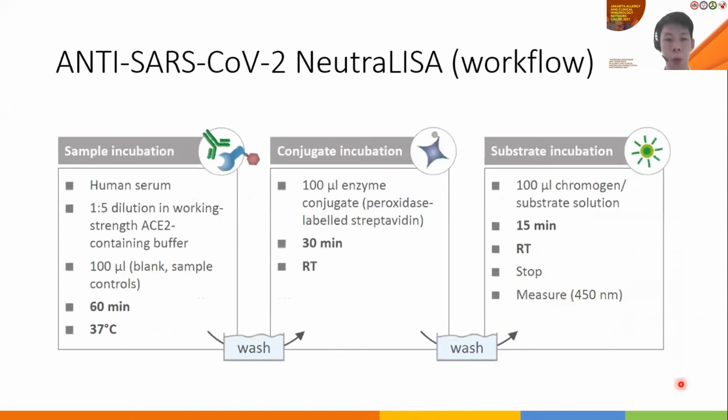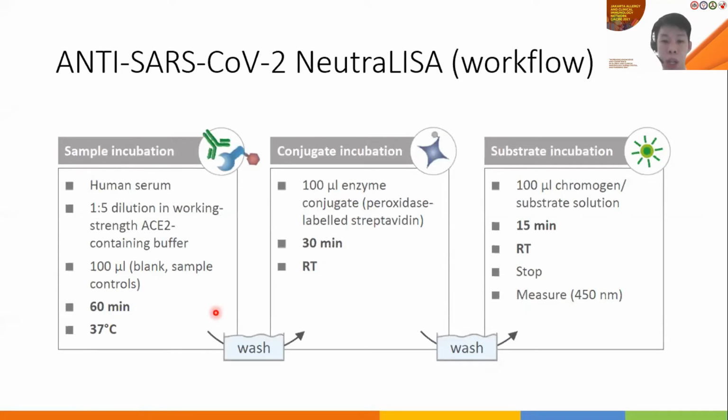A simple workflow schematic is shown here for our NeutraLISA antibody. Patient serum is diluted with our sample buffer, and only 100 microliters of diluted sample is then needed for this assay. A 60-minute incubation at 37 degrees is conducted so that we can check whether the patients do have functional neutralizing antibodies in their serum or not.